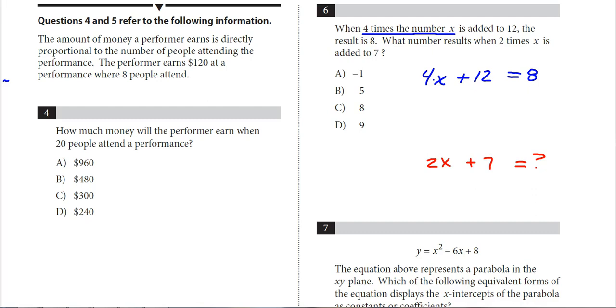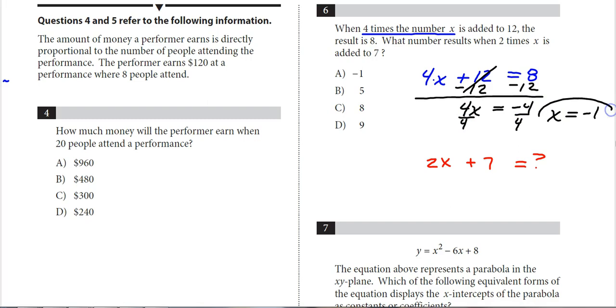Well, this is like a solve-resolve. We're going to use the first equation to find out what x is, and then we're going to plug it into the second one. So in this first equation to solve for x, I'm going to subtract 12 from both sides, which means I'm going to have 4x equals negative 4, and divide both sides by 4, and I find out x equals negative 1.